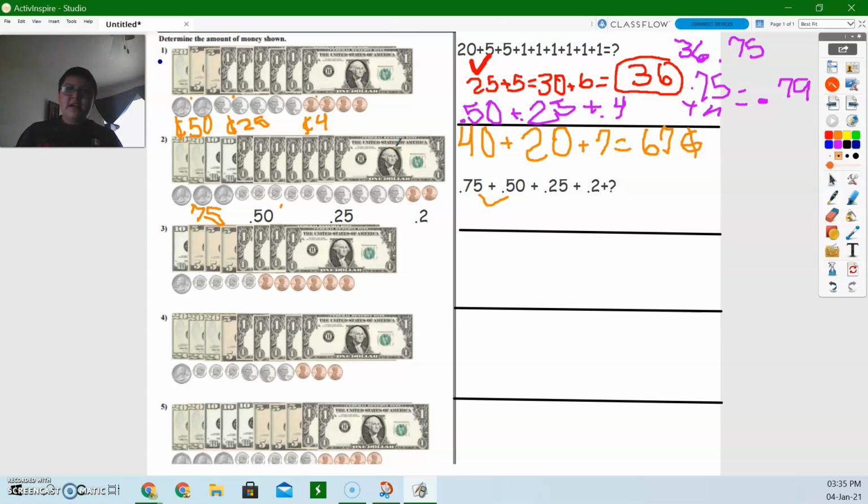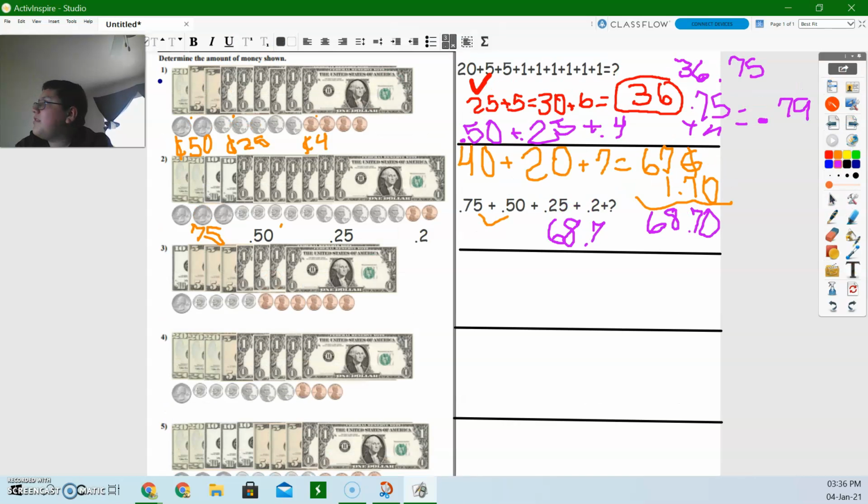So we are going to add that to here, as we can see in our flip chart, 1.70. The 0 doesn't matter, but if you want to put it, you can. So our total is going to be 68.70, or it can just be 68.7. Now we're going to do number 3.